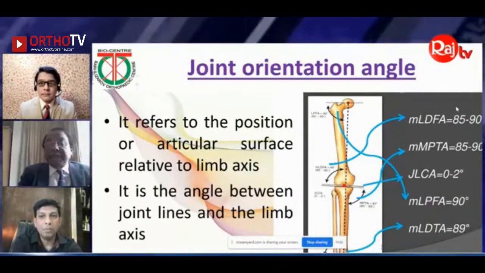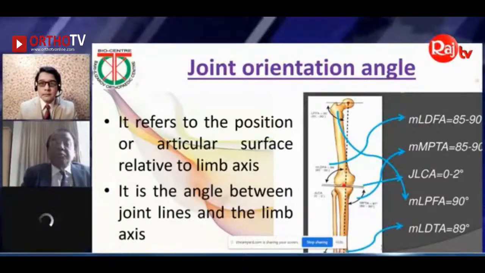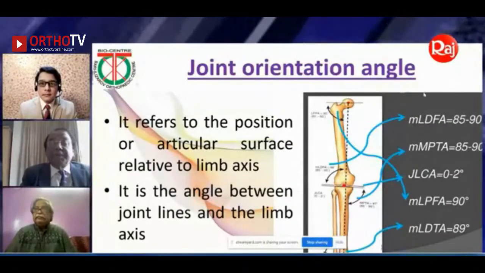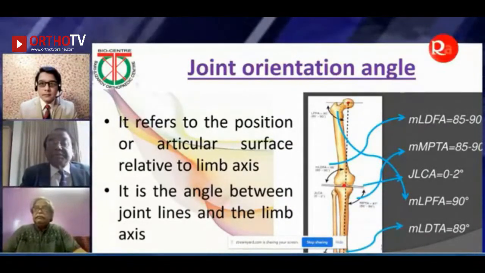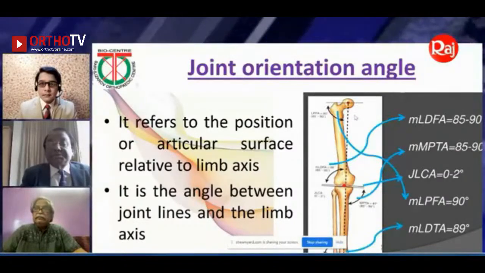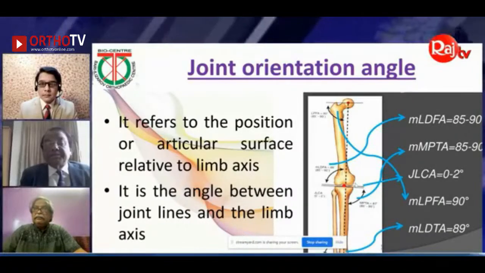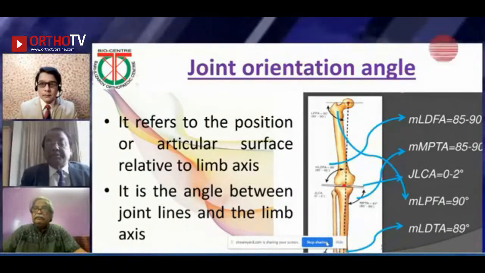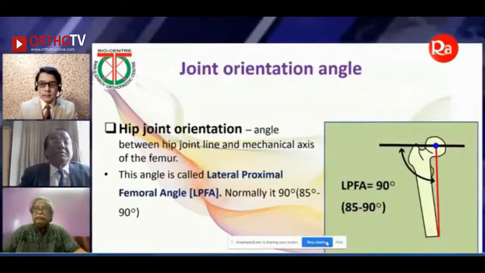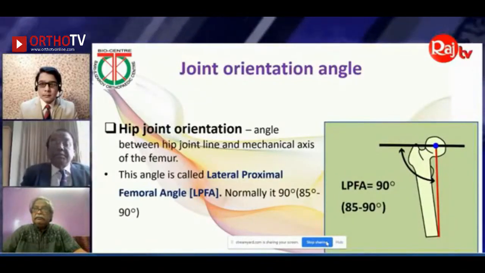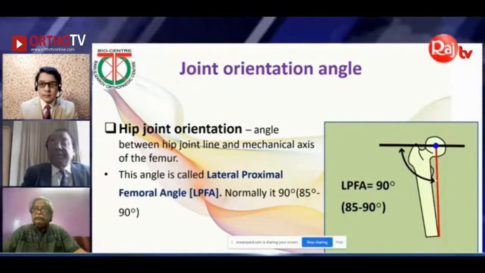Joint orientation angle. This figure, if you look at the right side, is very important. There are four angles you can see here. On average, this is 87, 87, this is 90, this is 90. Just to memorize in your mind. Joint orientation angle, LPFA 90 degrees.